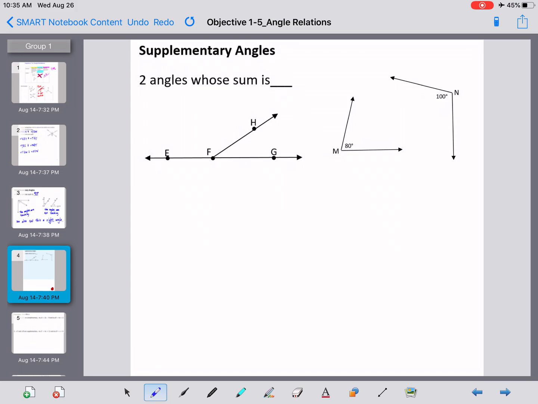And our last vocabulary word today is supplementary. Supplementary. Two angles whose sum is, what do you think it's going to be? 180. You are correct. So supplementary angles are two angles whose sum is 180 degrees. Same thing is true for this one. They can be adjacent, side by side in the same picture, or they could be completely two different pictures. But all it matters is that the two angles will add together to give you 180 degrees. And that's it.